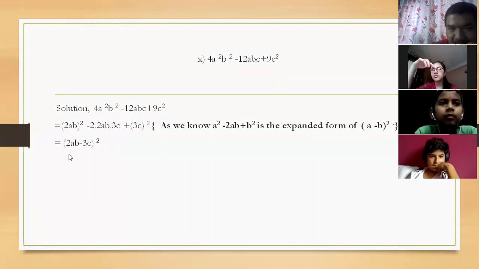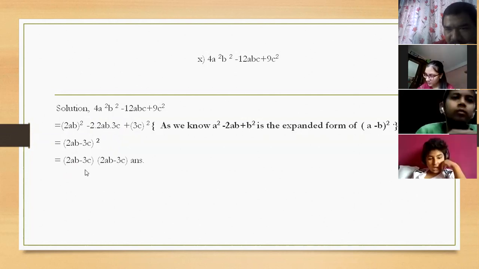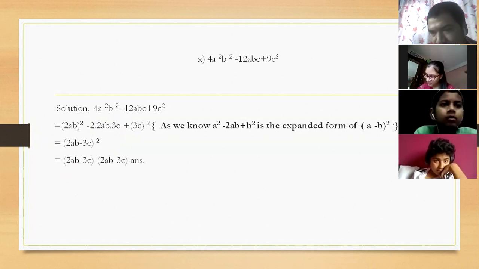Then A means 2AB and B means what is there? 3C. 2AB minus 3C, 2AB minus 3C. These are the two factors of this question. Are you clear, Eugene?